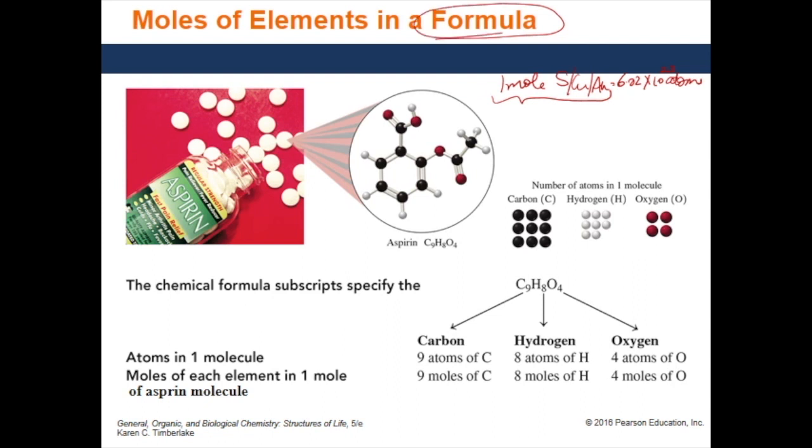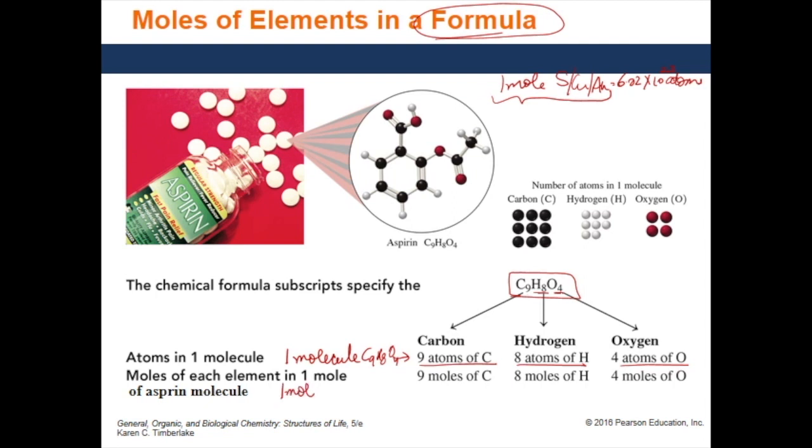When we say a compound has the chemical formula C9H8O4, that means 1 molecule of C9H8O4 consists of 9 atoms of carbon, 8 atoms of hydrogen, and 4 atoms of oxygen. This is when we say 1 molecule, because this is a molecule now. 1 molecule of C9H8O4 consists of these many atoms of carbon, hydrogen, and oxygen.